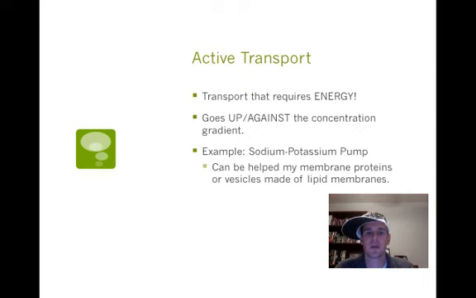It's going to be a very short lecture on active transport. Remember that active transport is transport that actually requires energy. So what you're doing is you're going up, or you can say you're going against the concentration gradient.